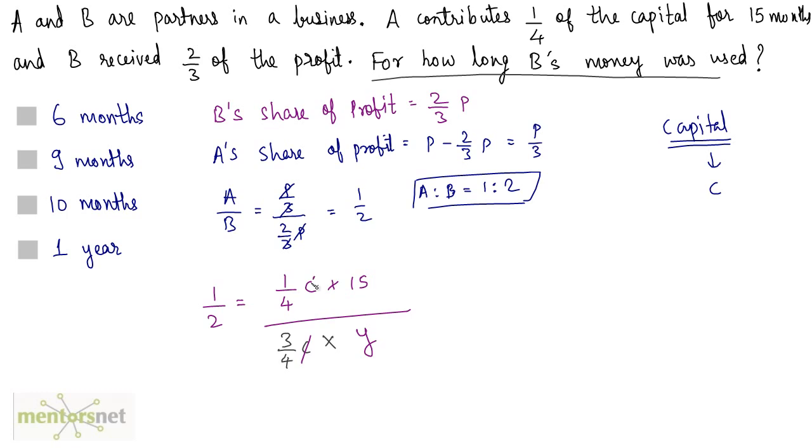So C and C get cancelled out, 4 and 4 get cancelled out. We can write Y is equal to, Y goes to the left, we have 15 by 3 times 2. So 3 times 5 is 15, 5 times 2 is 10. So 10 months is the time period for which B's money was used. So option C is the correct answer.